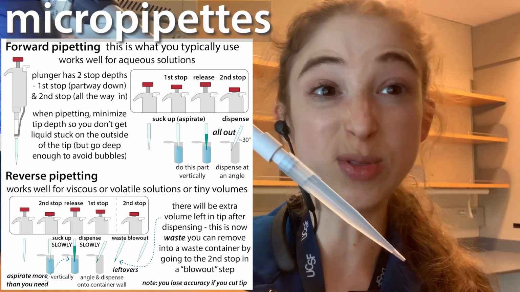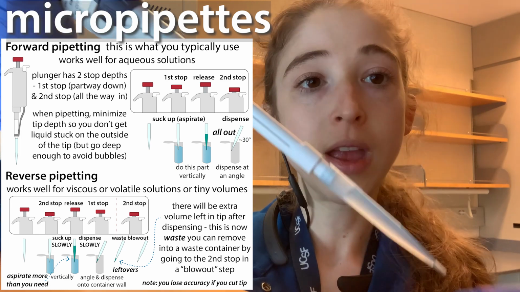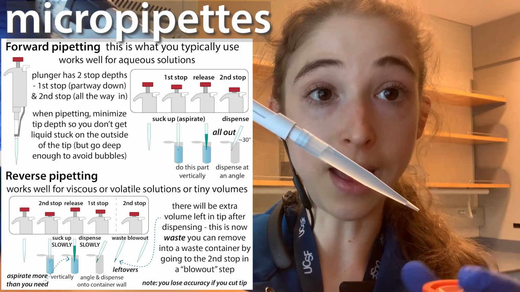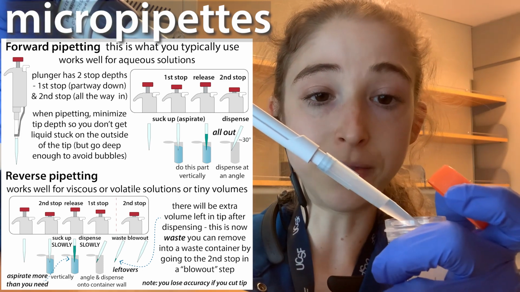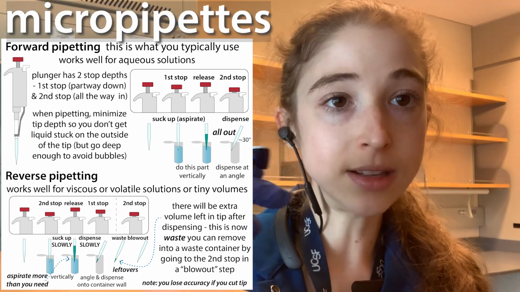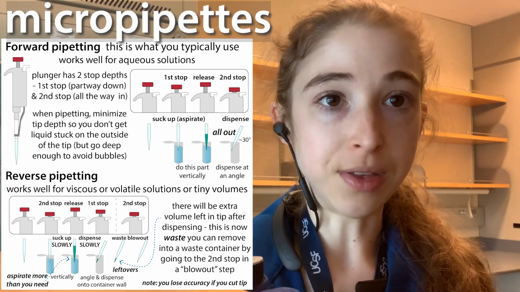But if we're going to use the full volume that we've measured, then we're going to need to blow it all out. So with this reverse pipetting, now I have extra in here, so I don't want to blow it all out. Instead, I just want to go to that first stop. And this can be good when you're working with really viscous or syrupy solutions, as well as things that are volatile, like ethanol and that sort of thing.